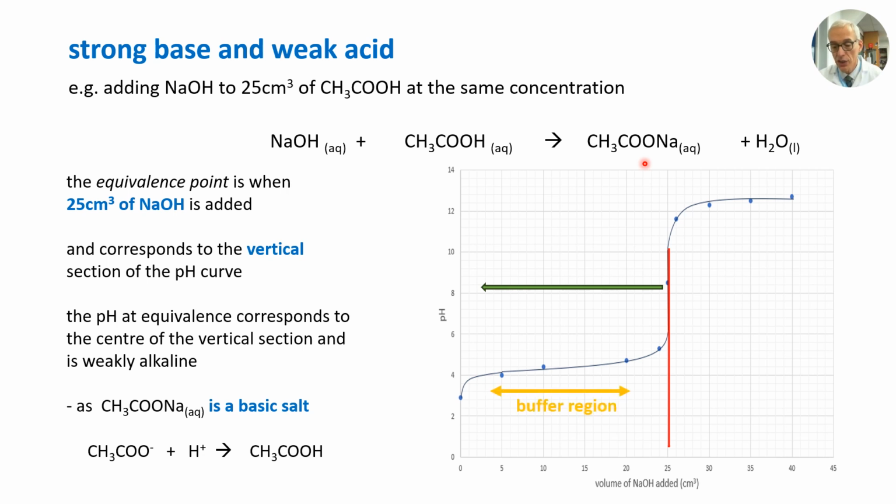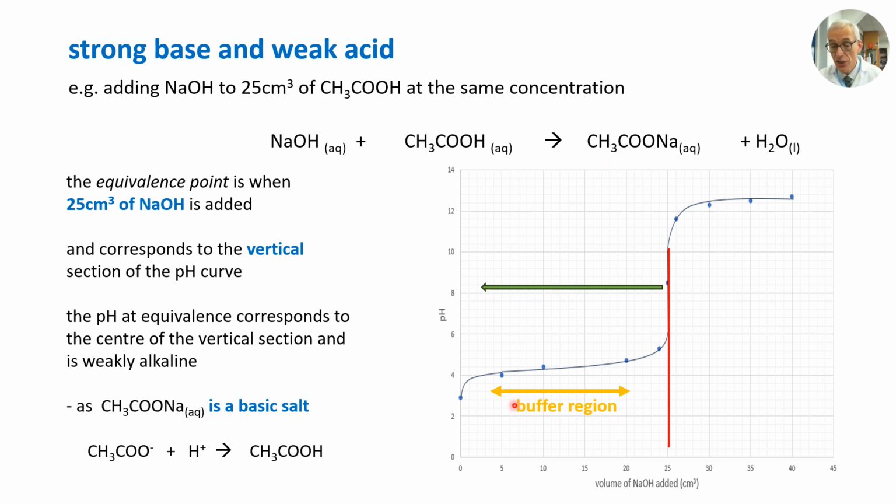Now, one little additional point is that this section of the pH curve is often referred to as the buffer region. You'll see that there's an initial increase in pH, but then that increase is minimized. That's because in this section, the buffer region, we have both an excess of ethanoic acid, but also the presence of the salt.